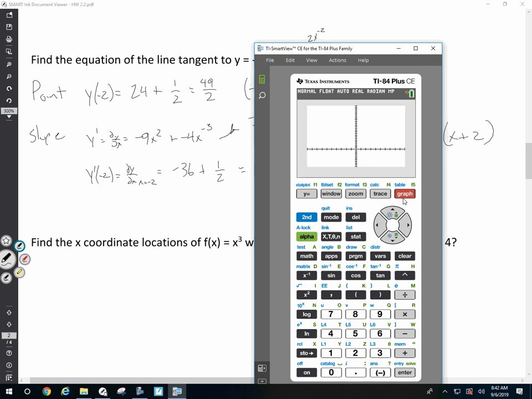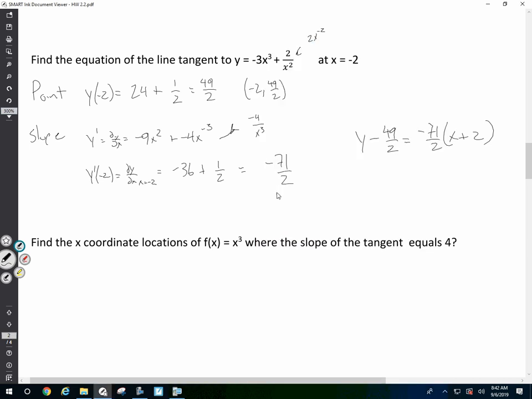Squared graph. Whoa. Okay, cool. Now I should see what I should be seeing. Yep. All right, 24.5. There's the function. There's the tangent. Great.